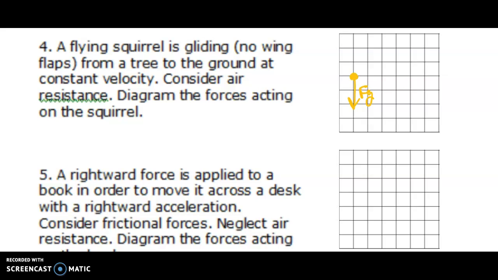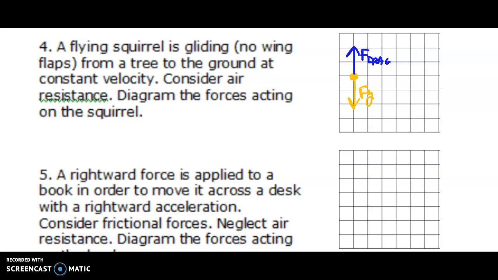And each picture, by the way, isn't necessarily working with the other pictures. I'm not saying that this squirrel is lighter than an egg. I'm just saying that I just picked 2 boxes for this. Now, I need to show constant velocity, so I have to show no acceleration, no net force. So I'm going to draw the air resistance the same size. I'll call that force of drag, which is what engineers generally call air resistance, and that's showing no net force.